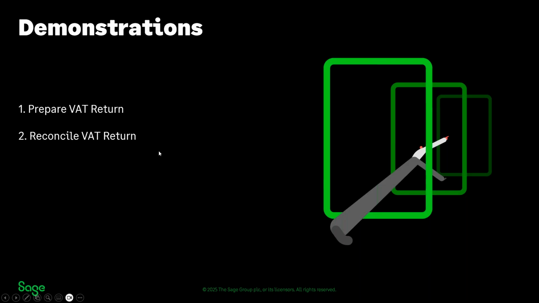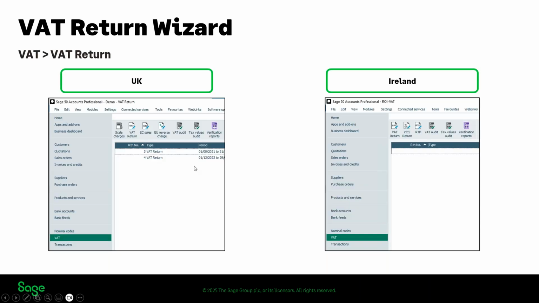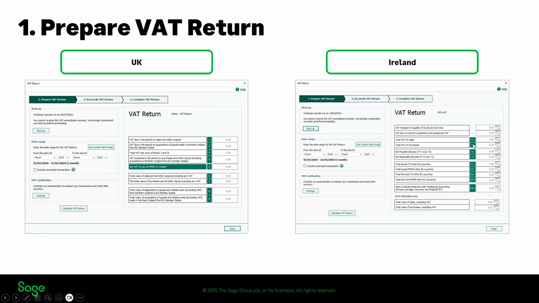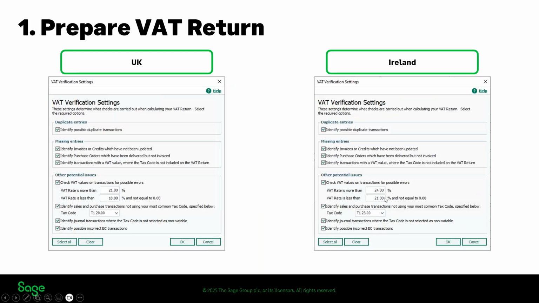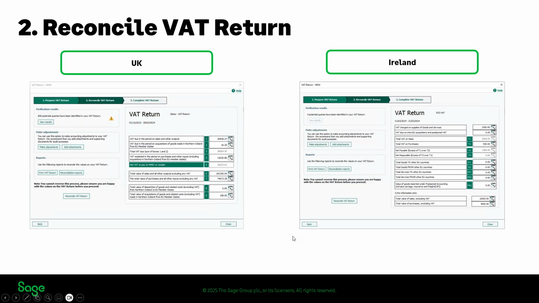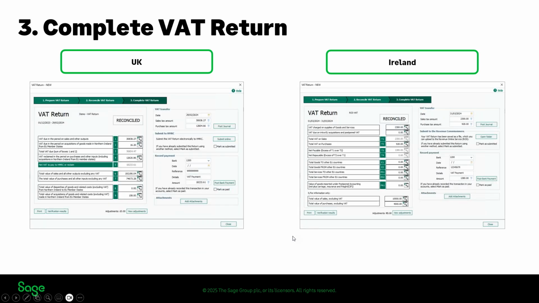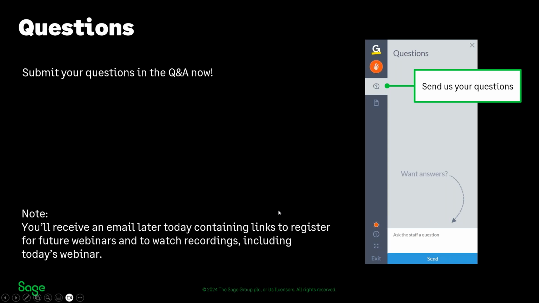So in the slides, we've got demonstrations of just those subtle differences between the UK and Ireland. You can see the difference in the numbering and the naming, and also the differences on those verification checks as well.